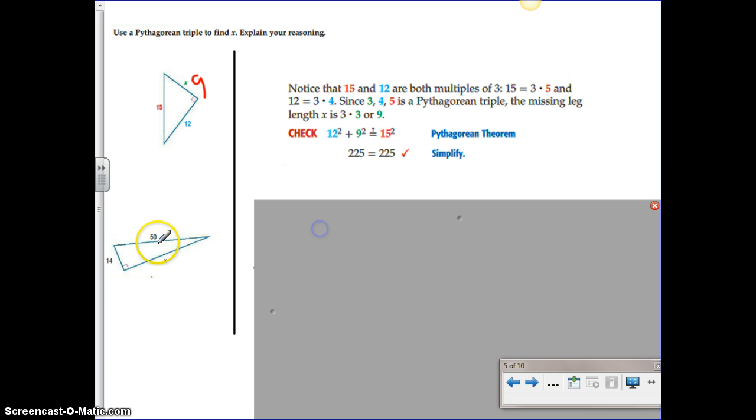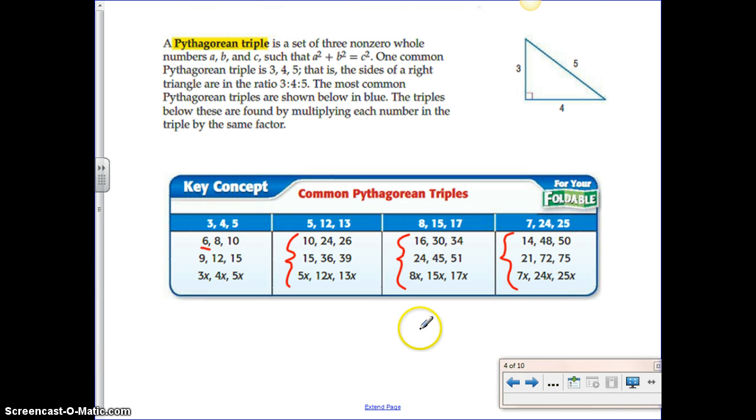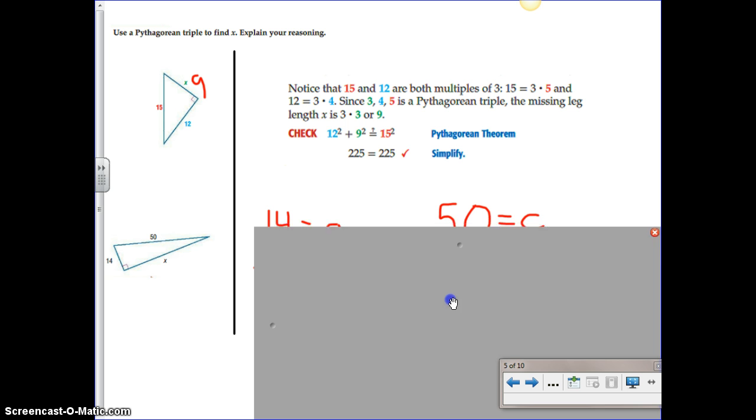The next one might be a little more difficult to recognize. We have a leg length of 14, a hypotenuse of 50, and a leg length of x. So I'm going to say, okay, 14 and 50. Let's go back to that list of common triples. Do I see any that have a common factor of 7 for one number and 50? Do any have factors of those two numbers? It looks like this set, 7 is a factor of 14 and 25 is a factor of 50. If we multiply both by 2, we get the answer. Let's see if that helps us here.